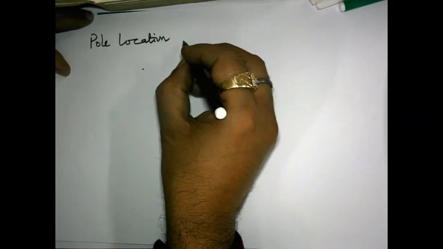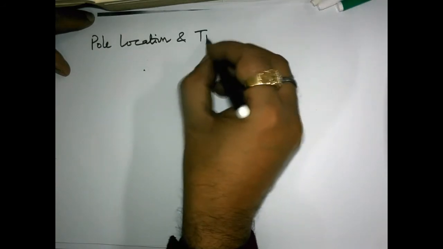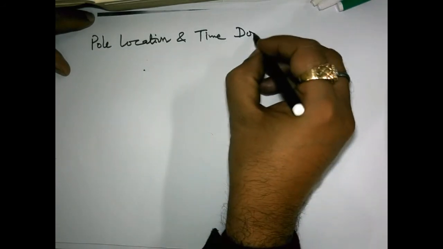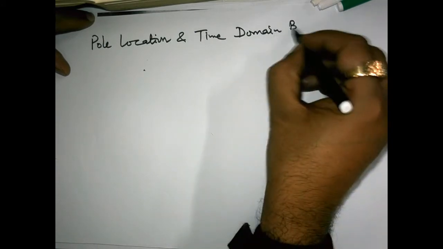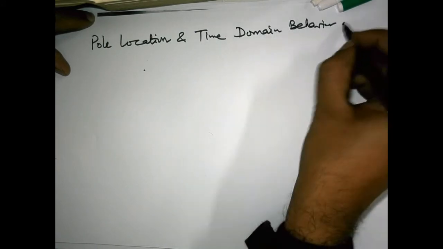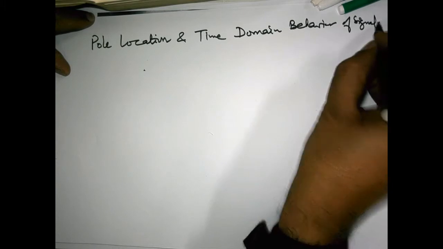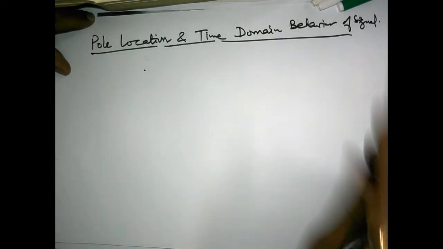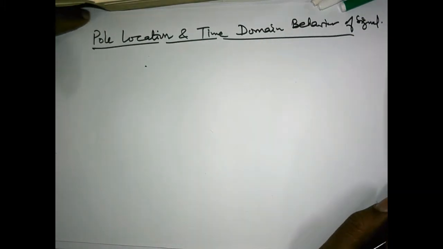Pole location and time domain behavior of signal. Location of pole gives us some information about the time domain behavior of the signal.